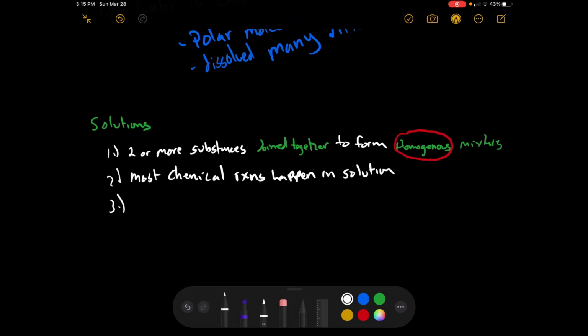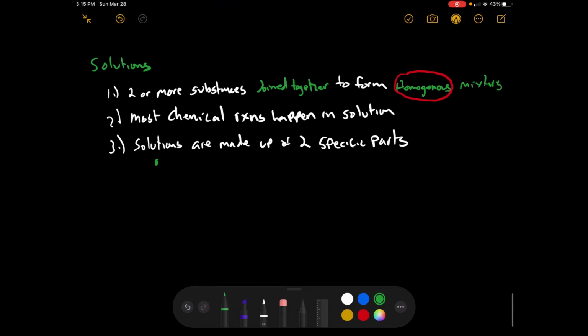Three, you should have learned that solutions are made up of two specific parts. Remember what those are? They are a solute and a solvent, and this is all going to get together and equal a solution.